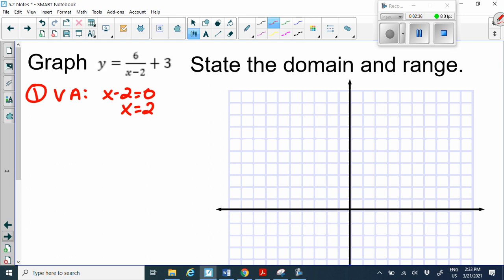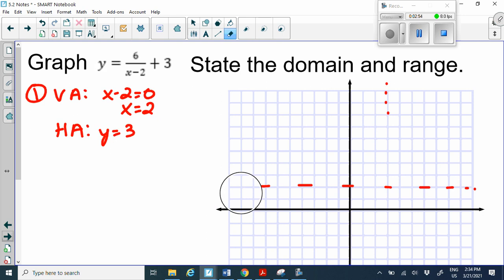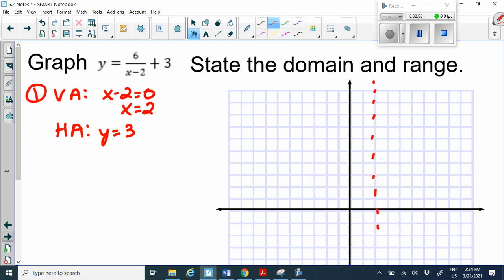So that's our vertical asymptote. I'm going to go ahead and do that. So I have positive 2. And don't forget to write your equation. Now for a horizontal, that is whatever the k value is. In this case, our k value is 3. So we're going to have 1, 2, 3. Whoops, and I did that incorrectly. Reverse that. So here's my 2. I'll make that go down a little bit. And then y equals 3. Here we go.